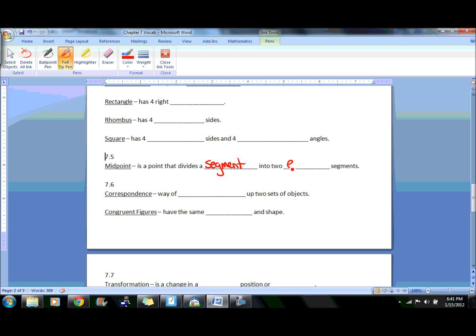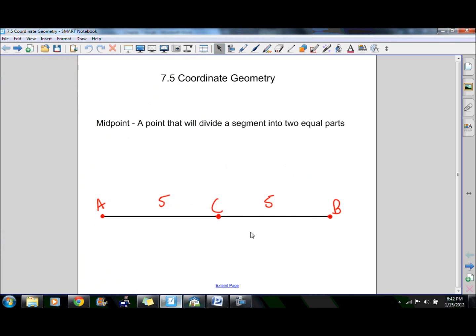into two equal segments. So it divides a segment into two equal segments, which means it takes a segment and splits it in half. So if we're looking at the segment AB, AB is split into two equal segments, and that is segment AC and segment CB. That's all this is saying. Segment AB is broken up into AC and CB. Alrighty?